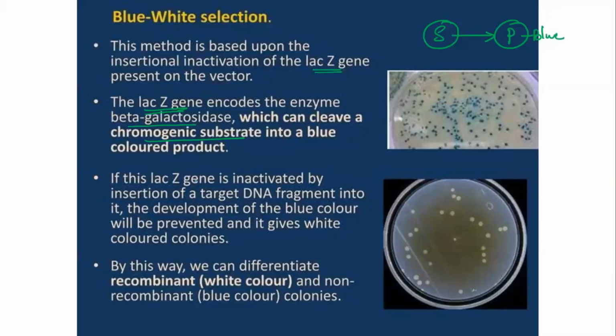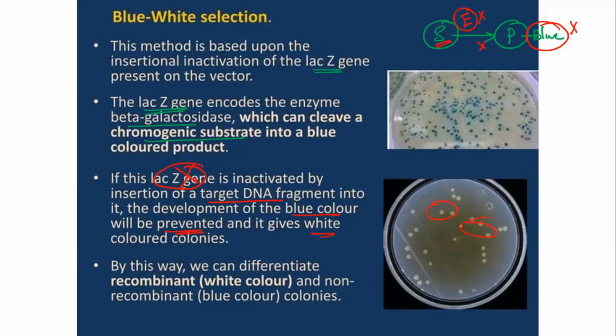So this reaction is catalyzed by the enzyme beta-galactosidase. And this is a chromogenic substrate. That means when the substrate is converted to a product, it will give a particular color. Now, if the lacZ gene is inactivated by insertion of a target DNA fragment into it, that means this enzyme will not be produced. So the substrate will not be converted to product. The blue color will not be formed. So the development of blue color will be prevented and it gives white colored colonies.